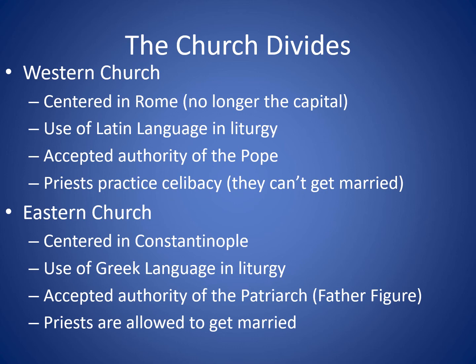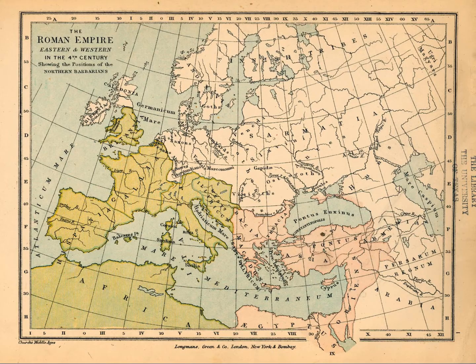We also have the Eastern church, which was centered in Constantinople, and they used Greek, or a common language, in the liturgy. They accepted the authority of a patriarch or father figure, and this father figure did not try to hold power over the emperor. In the Eastern church, priests were allowed to get married and have children. So the Eastern church would go on to become known as the Eastern Orthodox Church. So the dividing line between the East and Western church was much like the dividing line that we saw between the Eastern Empire and the Western Empire.